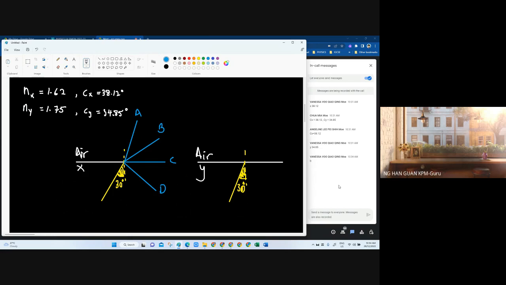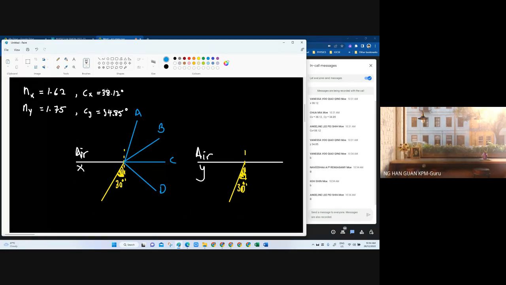Answer A, B, C, D for the medium X. Right? So for medium X, answer is B, correct. Okay. So how about the medium Y?